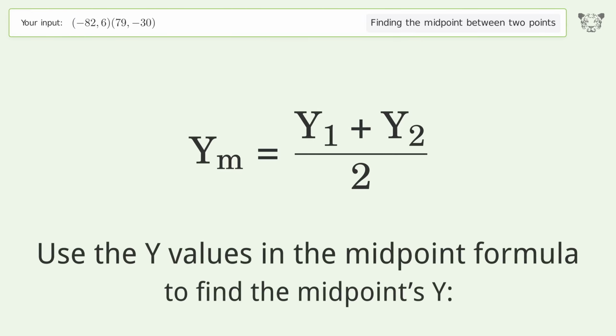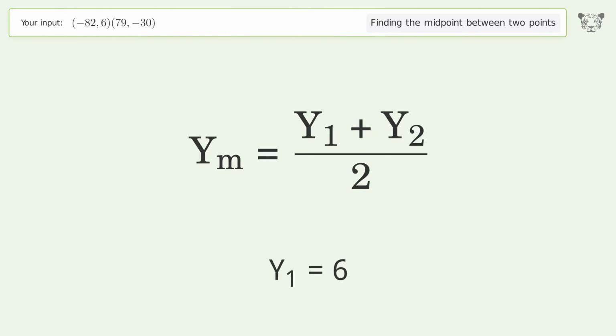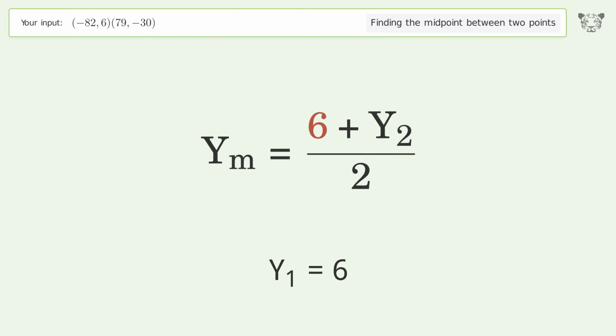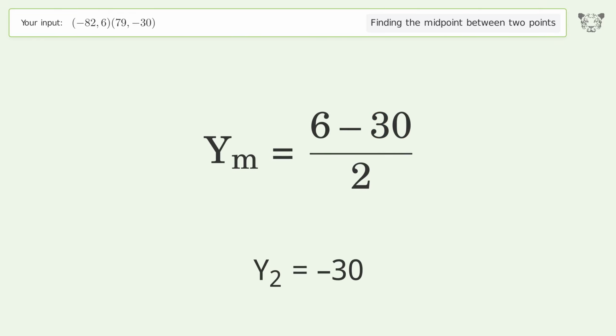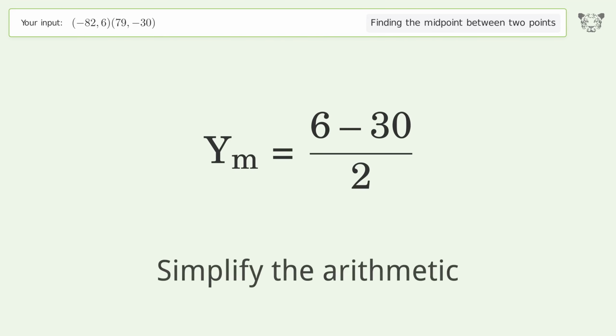Use the y values in the midpoint formula to find the midpoint's y. y1 equals 6. y2 equals -30. Simplify the arithmetic.